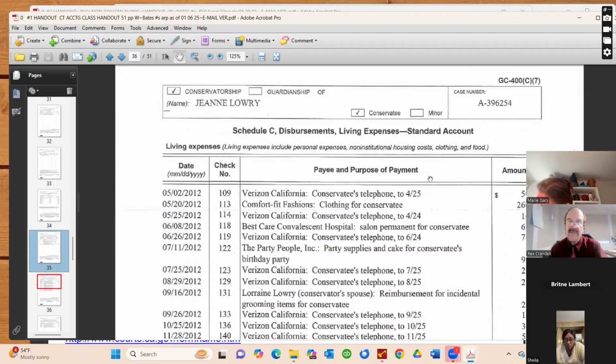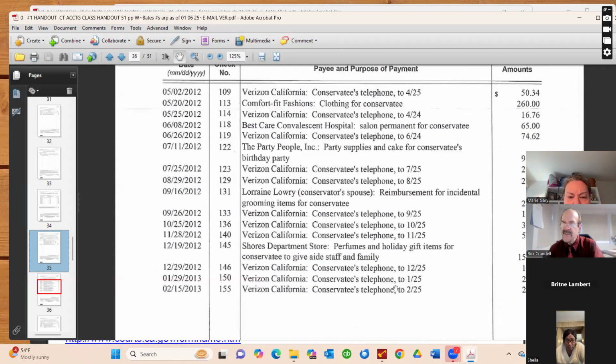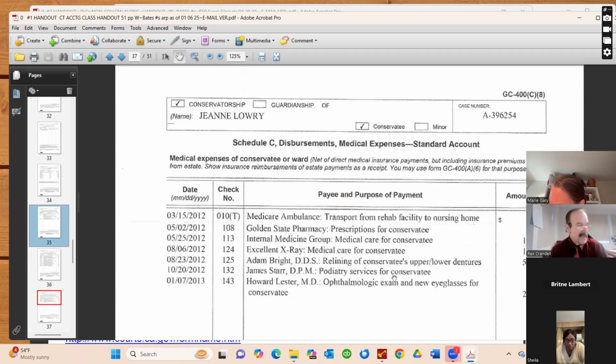Okay, so disbursements for living expenses, just miscellaneous, has nothing to do with tax deductions. You know, a birthday party for the conservatee, that's all fine. Then disbursements for medical. This expense here is what you pay after the co-insurance is paid. So it's only the cash going out that gets into your accounting, not the full bill that the medical facility billed and the insurance company paid the other part. It's just your out of pocket.